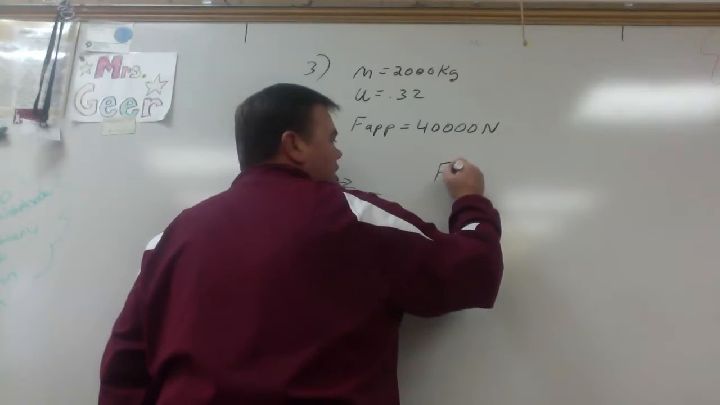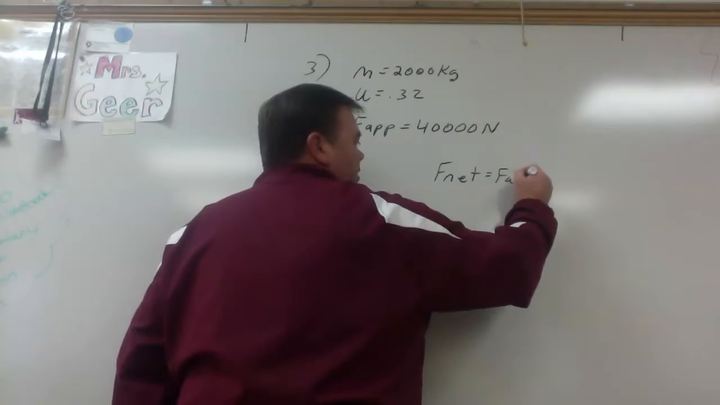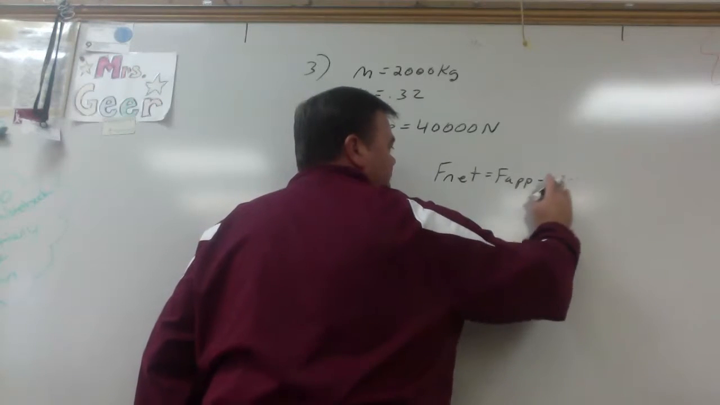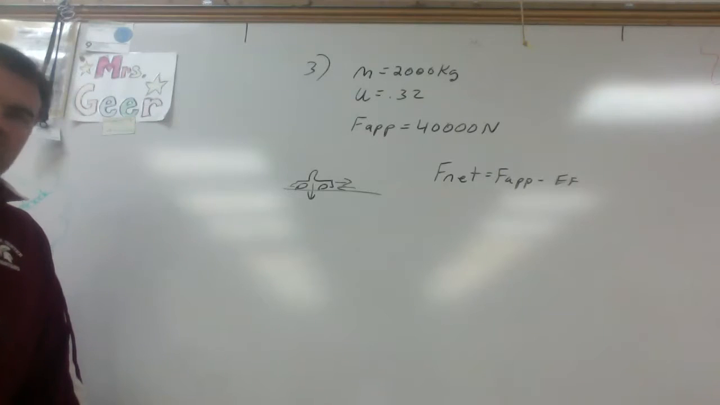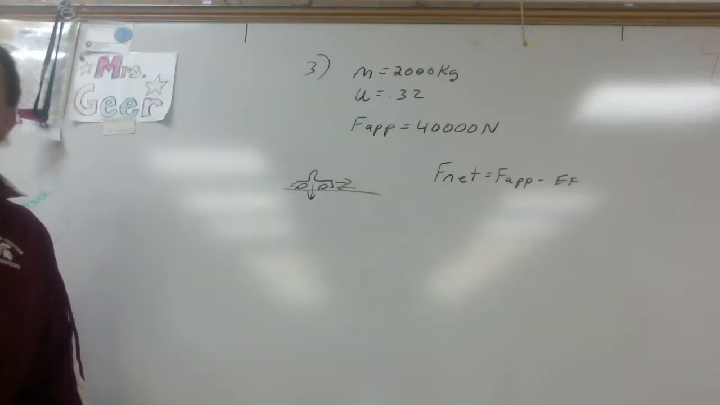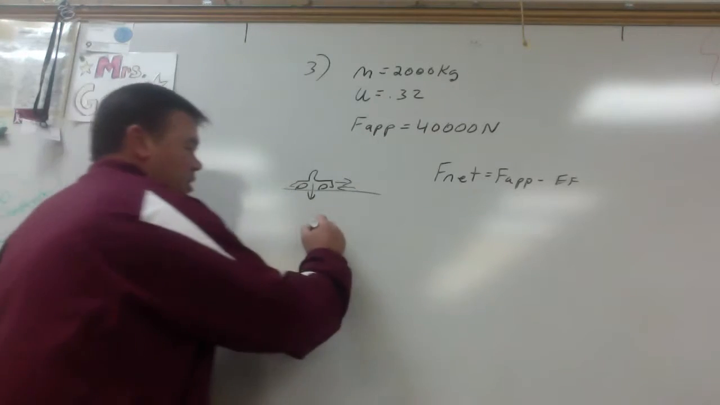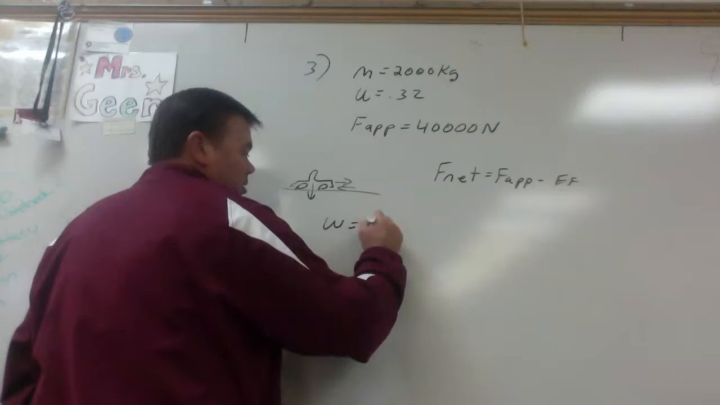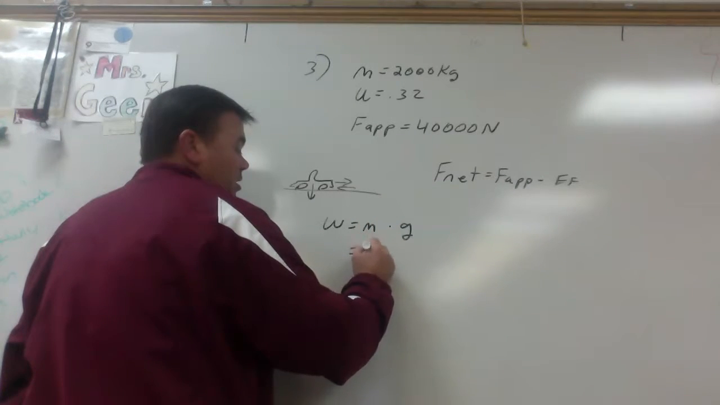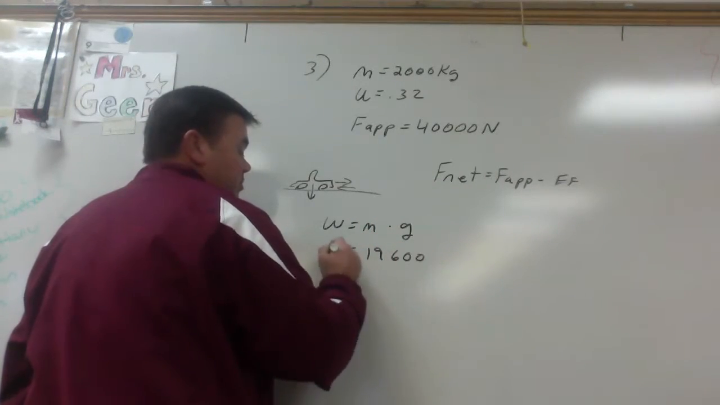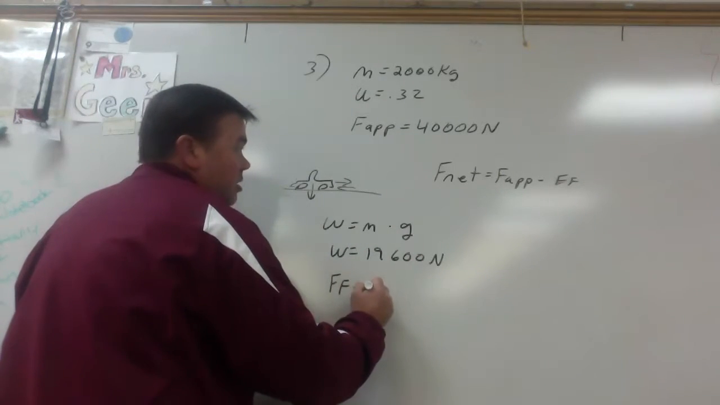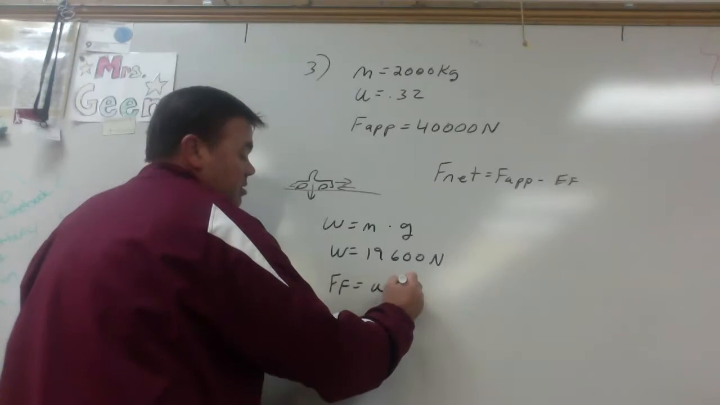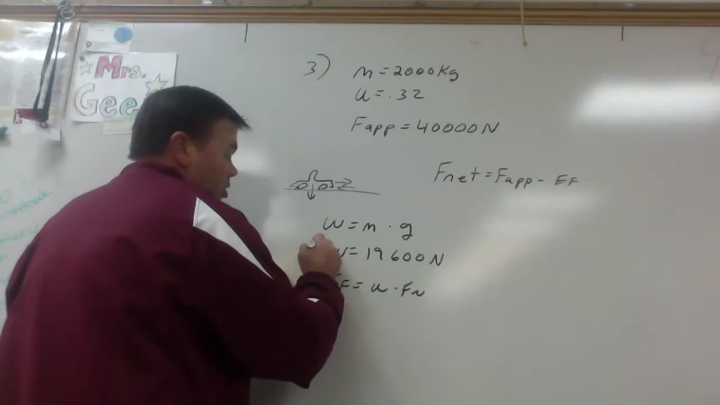On a flat surface, our force net has always been force applied minus force due to friction. Do I know force applied? Yes. Do I know friction? No. Could I calculate it? Yeah. What's the weight of the car? Mass times gravity, 19,600 newtons. So force due to friction is coefficient of friction times force normal, because weight and force normal are the same thing, remember?